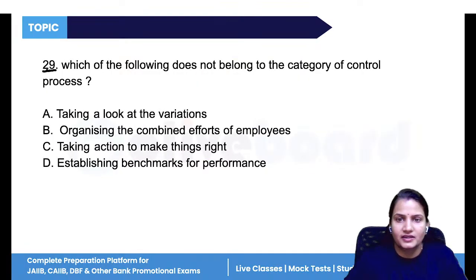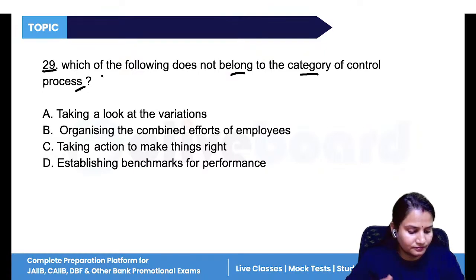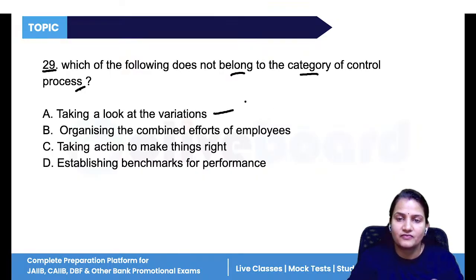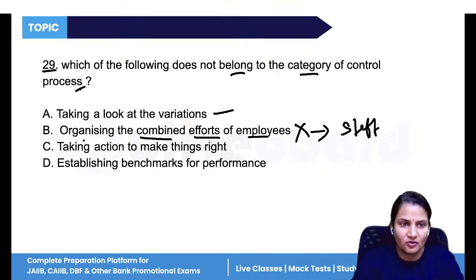Next, question number 29. Which of the following does not belong to the category of control process? Taking a look at the variations, if there are deviations, then you will see why they occur, and you will find ways to solve that. So this is a part of controlling. Organizing the combined efforts of employees is not a part of controlling. It is a part of staffing. Option B.